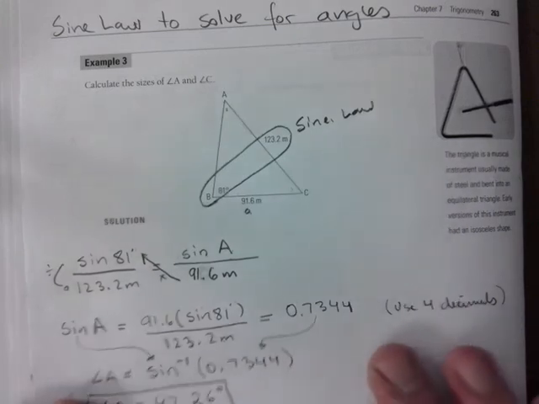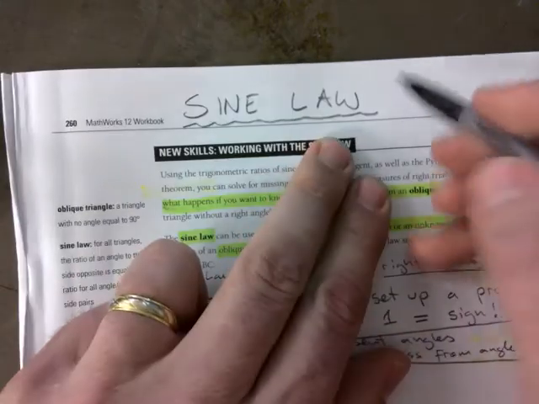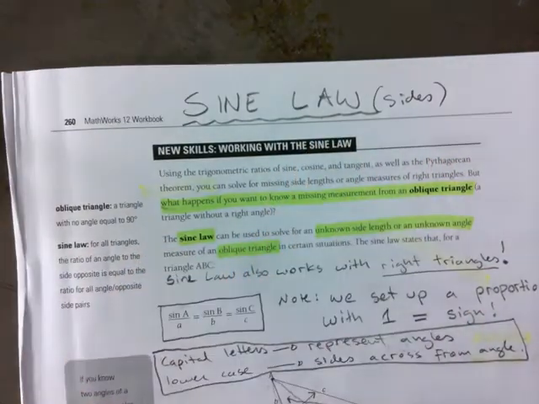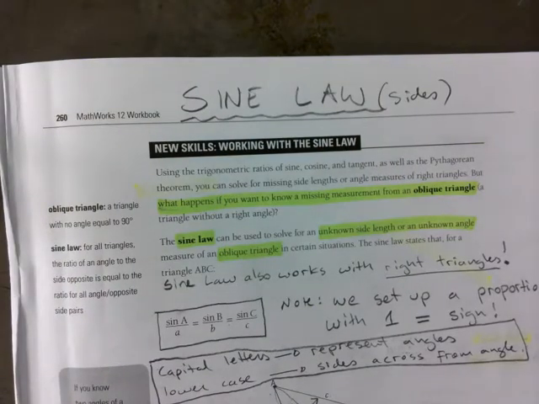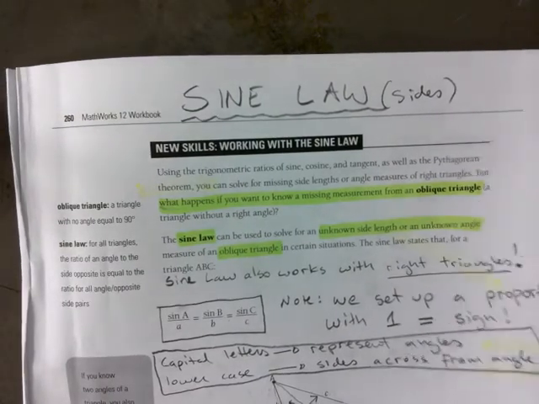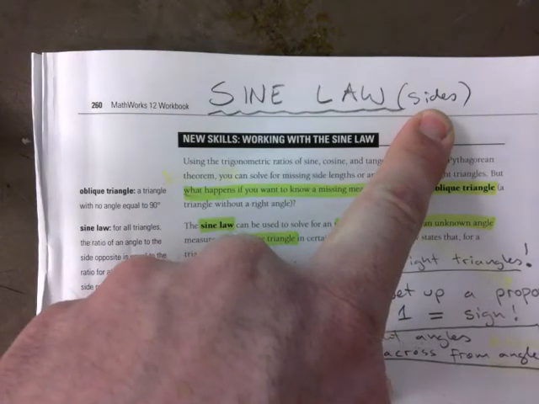Okay, so yesterday we first started off with sine law on page 260. First we just did sides, right? On page 260, just solving for a missing side. So that's what we started off with on 260. Just put "sides" next to sine law at the top on 260.